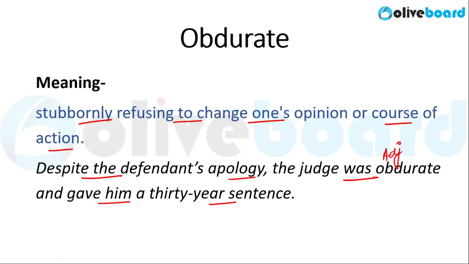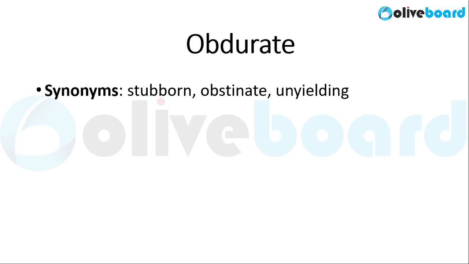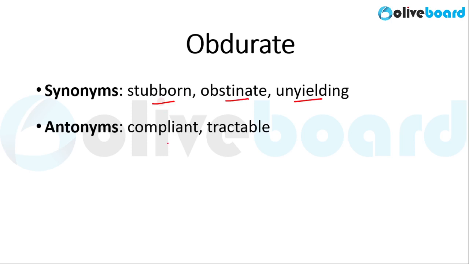Now, let us look at the synonyms and antonyms of this given word. The synonyms can be stubborn, obstinate, or unyielding. The antonyms, on the other hand, can be compliant or tractable.